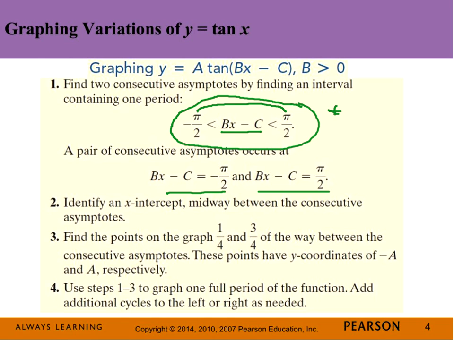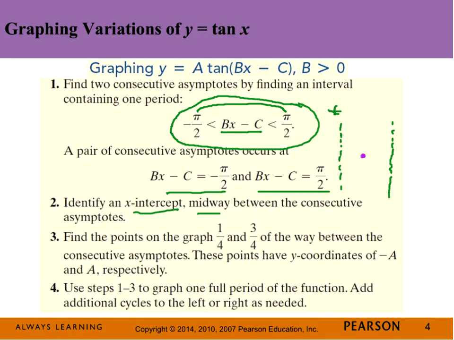The second thing you're going to do is identify that x-intercept that lives midway between those asymptotes. And then you're going to find points on the graph. Okay, so let me just draw some general asymptotes here. So I have these asymptotes. Let me get another color. And I know exactly halfway between those is going to be my x-intercept.